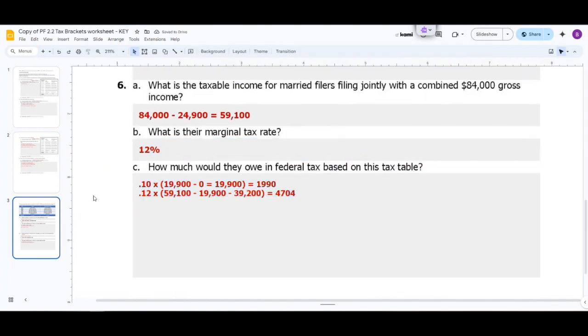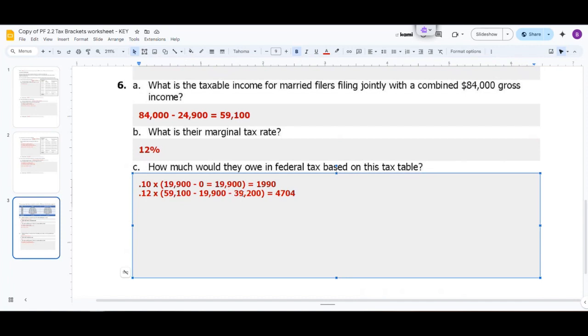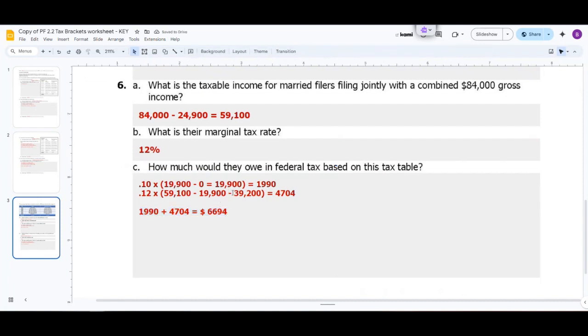So the calculation: 10% of the entire first range, which was 19,900, gets us to 1,990. Then 12% of the remaining dollars. Again, maxing out at 59,100, their last taxable dollar that they earned, minus the dollars that were already taxed at the lower percent, so minus 19,900. That gives us 39,200. 12% of that is 4,704. We add that up, we get 6,694.